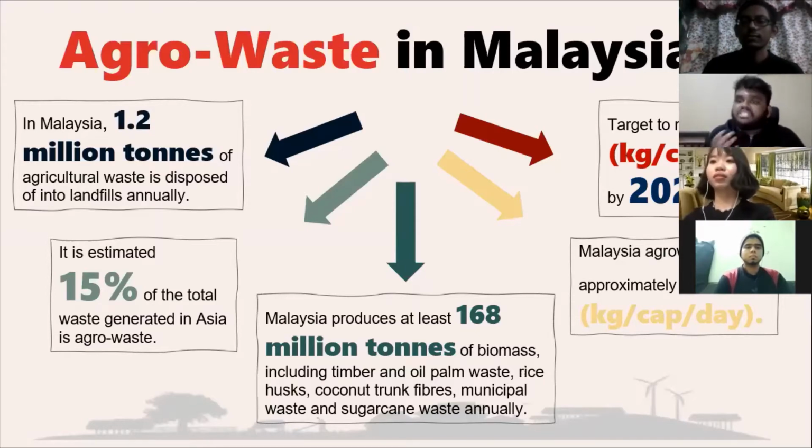Next, Malaysia produces agro waste at approximately 0.122 kilogram per capita per day, which is the current scenario now. And then it is targeted to reach 0.210 kilogram per capita per day by 2025, which means it's like double. Yeah, we are doubling, right? So in 2025, we are producing more. It means the 1.2 million tons of agriculture waste can maybe become 2.4 million tons. It's actually huge, right?